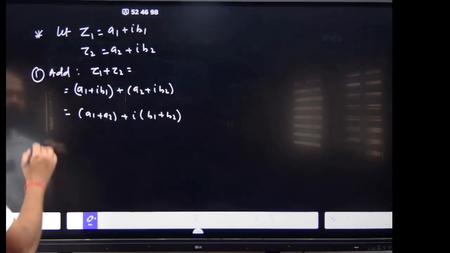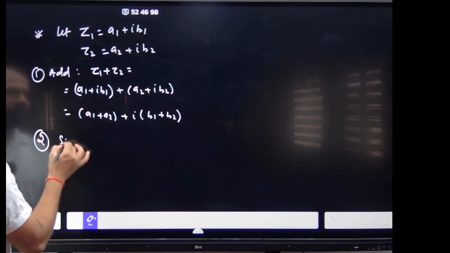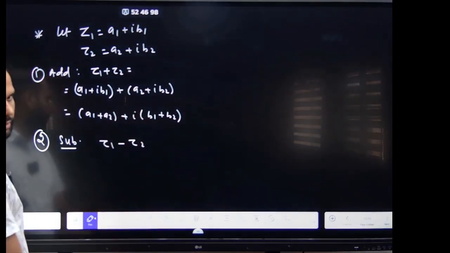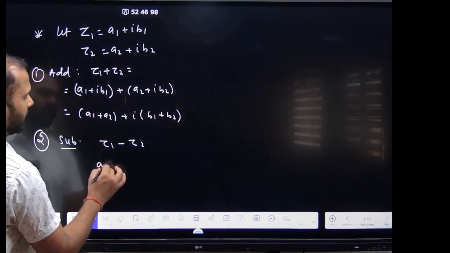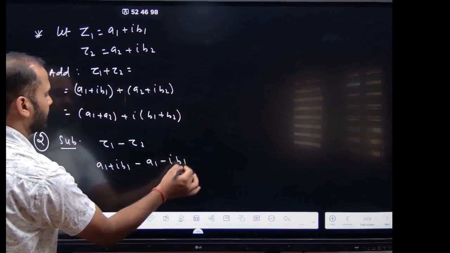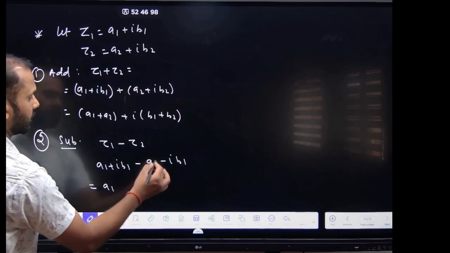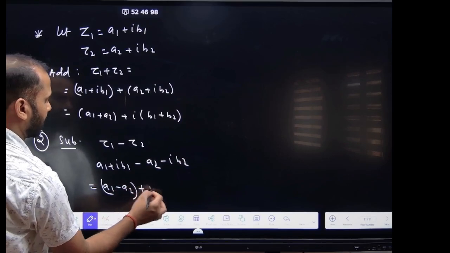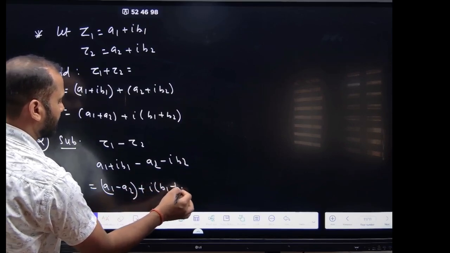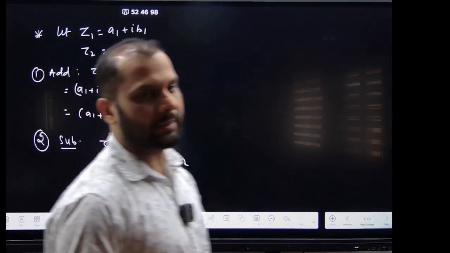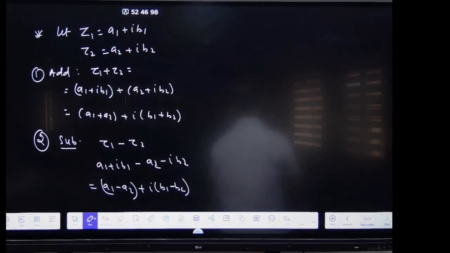Second, suppose I want to subtract two complex numbers. How to subtract? Z1 minus Z2 is A1 plus iota B1 minus A2 minus iota B2. What will I get? A1 minus A2 plus iota times B1 minus B2. Same thing. If you are adding, add real with real. If you are subtracting, subtract real with real and imaginary with imaginary.